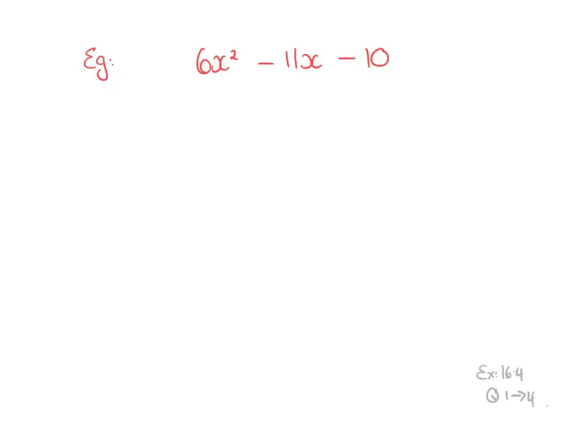Okay, so we've got this next one. It's non-monic because it's got a 6 in front of that x squared term. Now let's think of what factors we can multiply together to give 6x squared. 2 and 3, so 2x and 3x, yes? That'll give 6x squared, won't it? Yeah. All right, so we're going to try that.